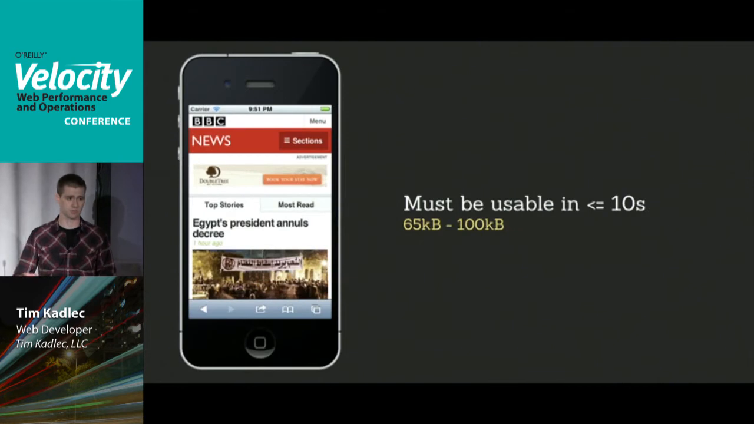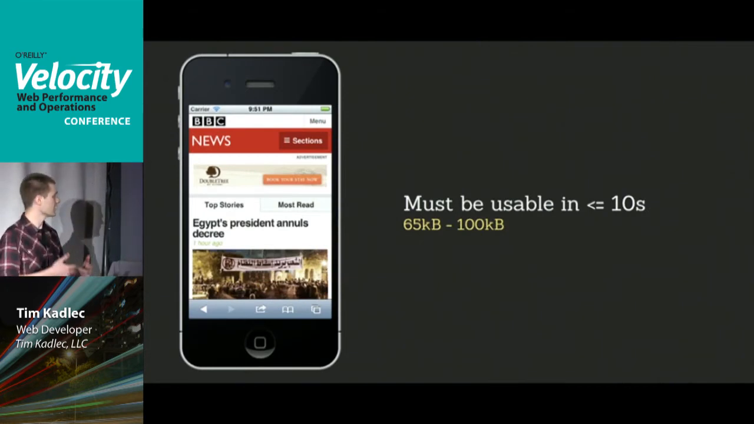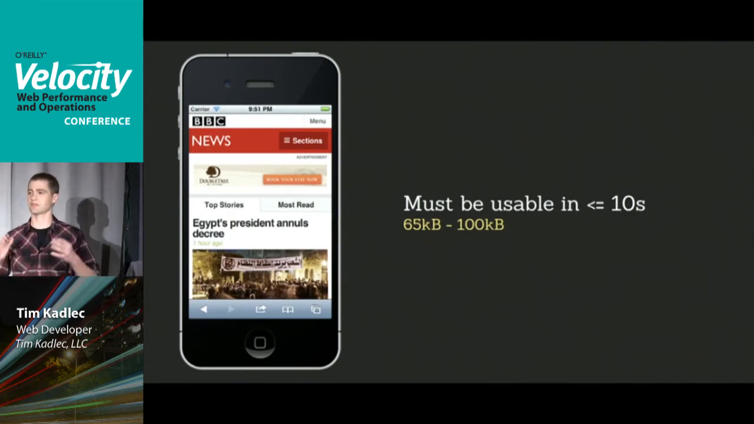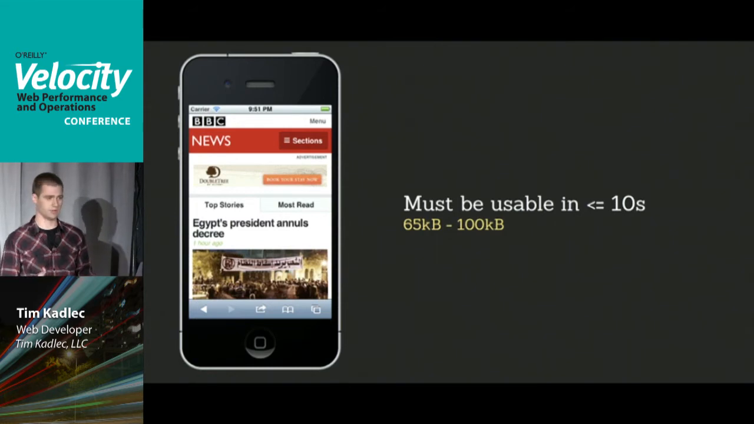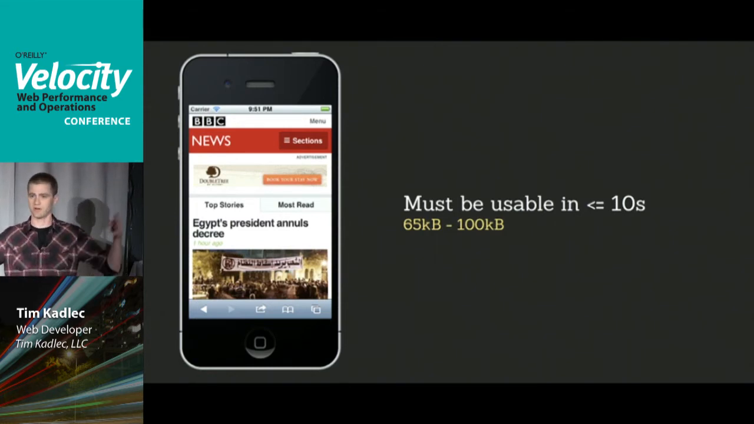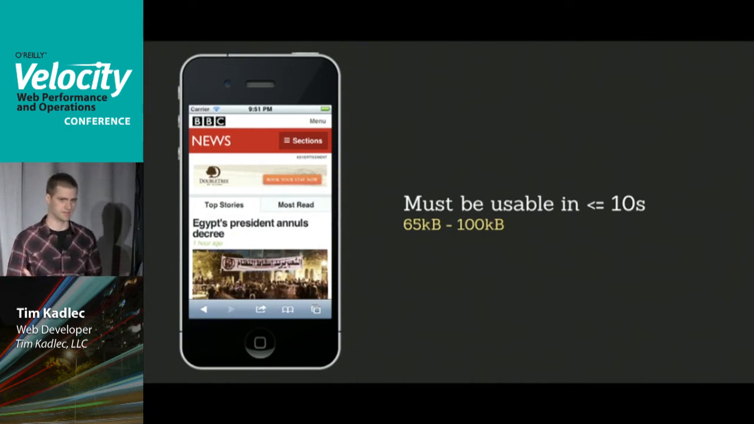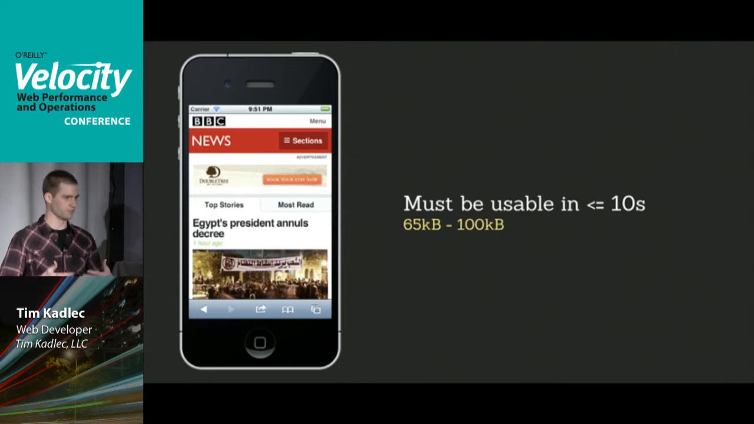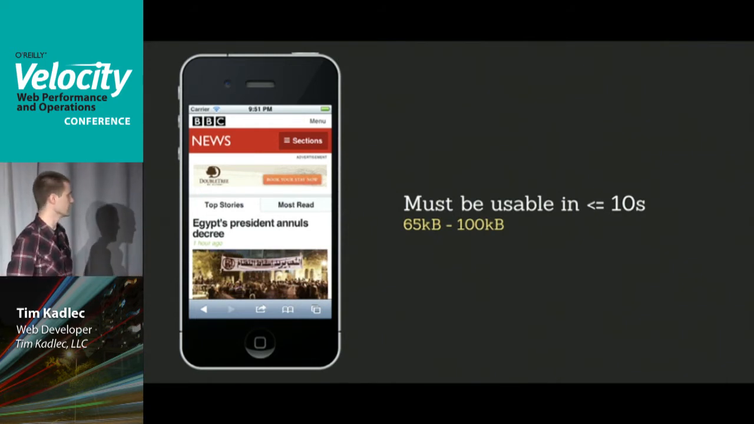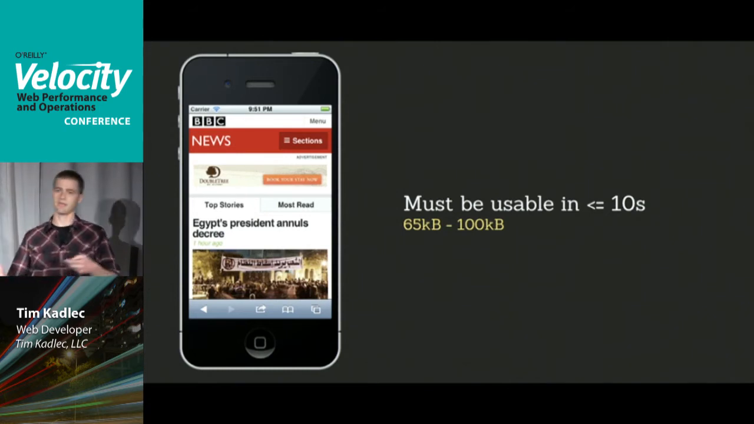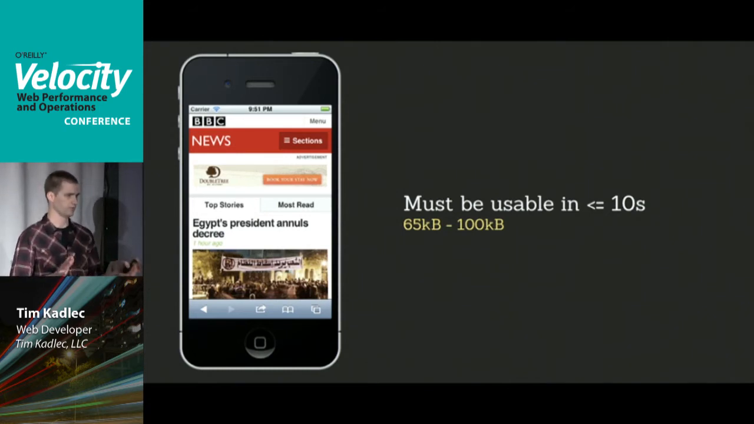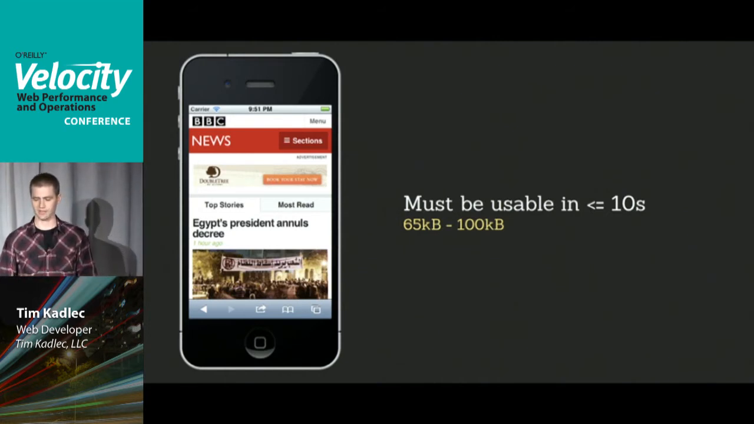So BBC did this with their responsive site. They decided that they needed to be usable, not necessarily fully loaded, but usable on a really poor mobile network in under 10 seconds, which sounds like a very high number, but they were talking about a very slow GPRS network with high latency. They were very much talking about the lowest baseline here. Now, after testing, they found that that gave them about 65 to 100K, give or take, with requests factoring in as well.